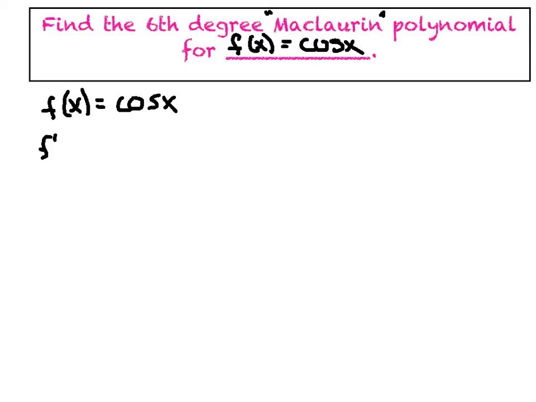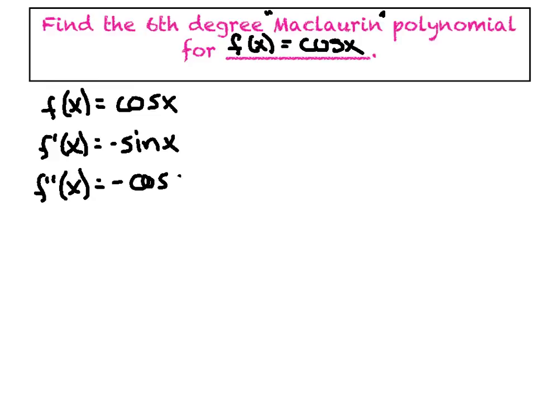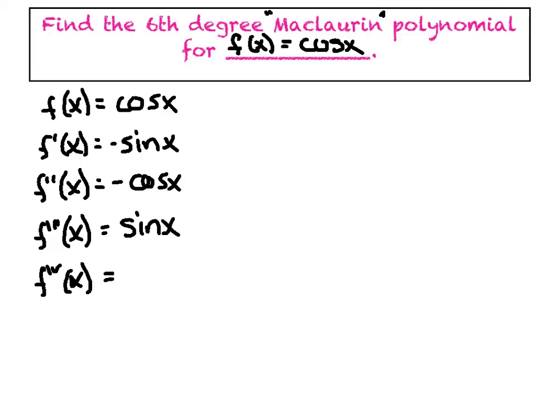We know that the first derivative is going to be negative sine. We know that the second derivative is going to be negative cosine. The third derivative is going to be, let's see, positive sine. And then the 4th derivative is back where we started because of its cyclic behavior with cosine, okay? So I'm going to skip the 5th and the 6th derivatives because I think I'm going to see a pattern by the time I get there.